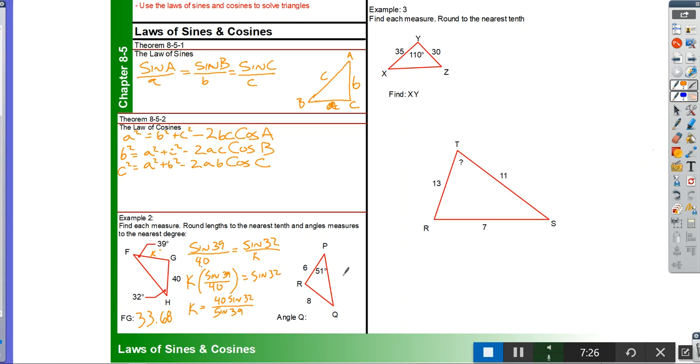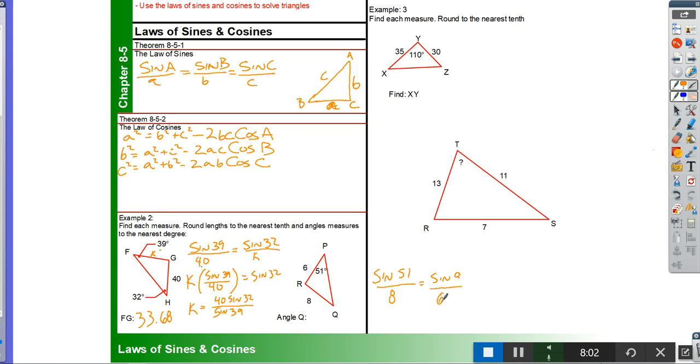All right, next one, same basic idea. I have 2 side lengths and an angle. I have that angle that is opposite a side length, so I can again use the law of sines, because I'm looking for angle Q, which is opposite the side length of 6. So the sine of 51 over 8 has to equal the sine of Q over 6.